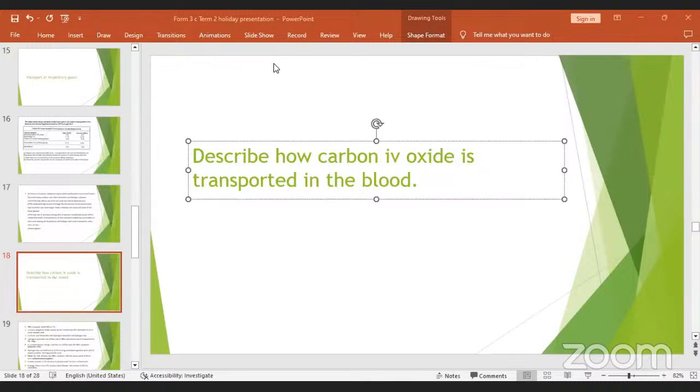Now I'm asking a question, sawa, and I'm expecting an answer, a 2-mark question. Now explain why it is important to transport carbon dioxide in the red blood cells and not in the plasma. What is the importance of transporting carbon dioxide in the red blood cells and not in the plasma? Why is it important?